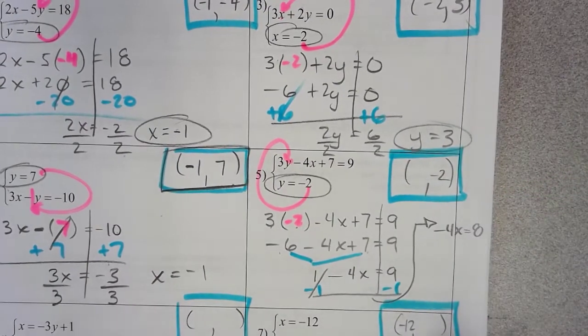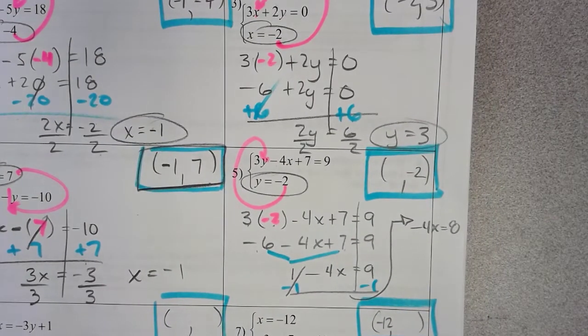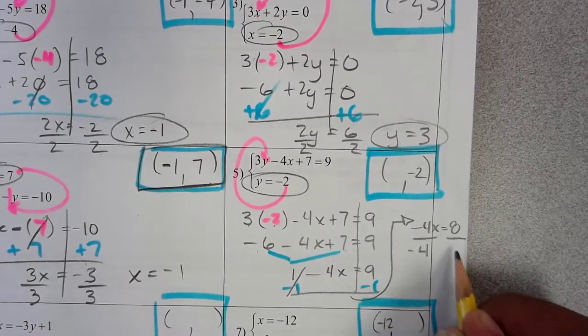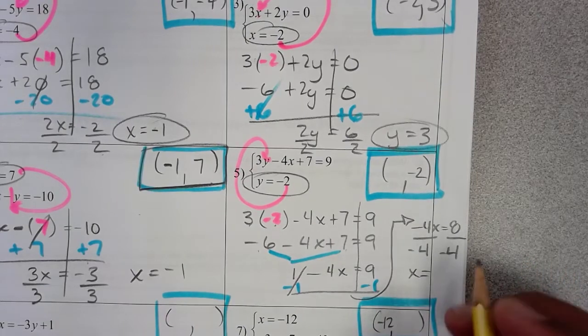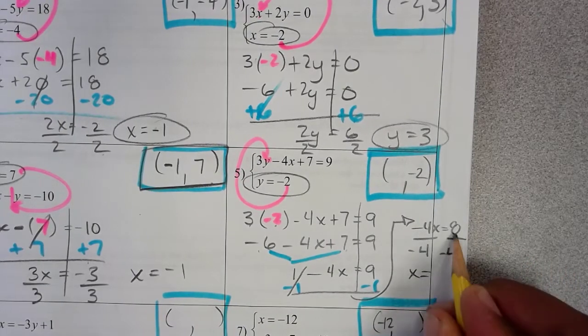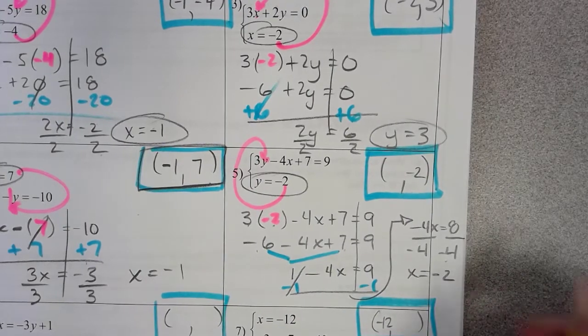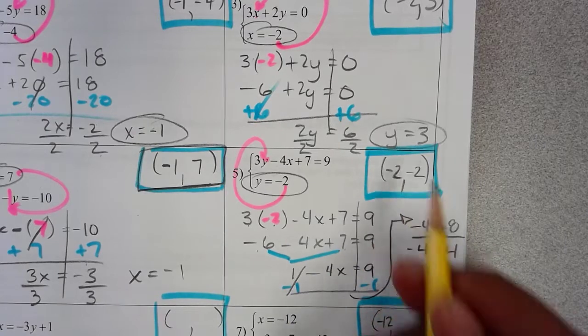Negative 4x. Floor, what do we do now? Divide by negative 4. So x equals positive 8 over negative 4, negative 2. So our answer is x equals negative 2, and y equals negative 2.